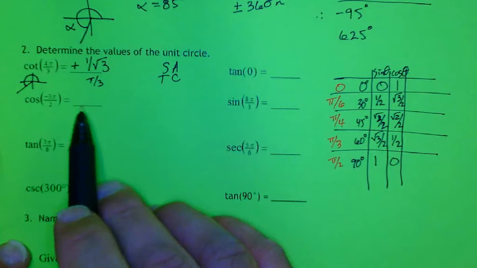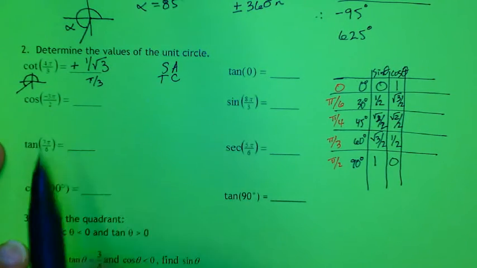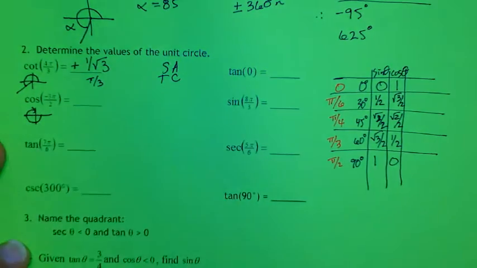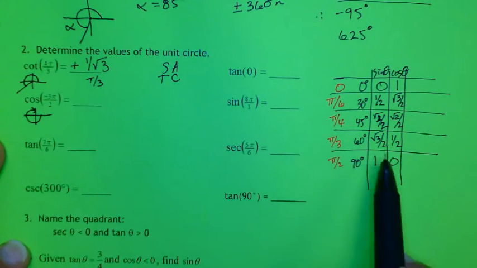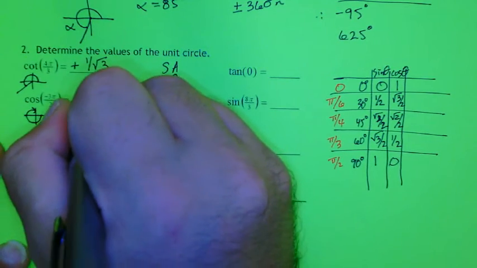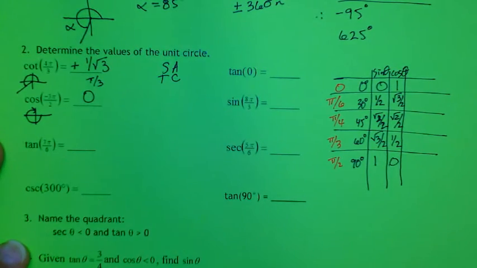Okay. Negative 3 pi over 2 for the cosine. Negative 3 pi over 2 is going to come up here. It's going to be on the y-axis. Y-axis, x is 0. So that is 0. Okay.